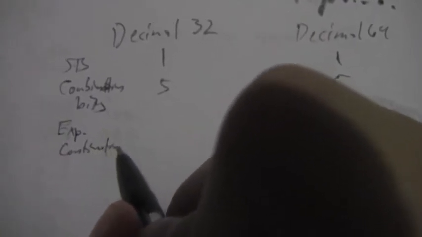Combination bits. That's 5. You have 5 combination bits. Now you have your exponent continuation bits. And here you have 6, 8, and 12. Then you have your decimal continuation bits, which is, well, an easy way to determine this is just add them up.